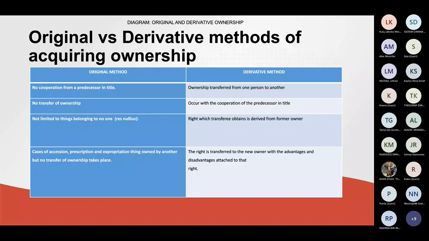So it's important to distinguish between original acquisition and derivative methods of acquiring ownership. Now, in this unit, we will be focusing specifically on original acquisition of ownership. In the case of original acquisition of ownership, when someone obtains ownership, it is without the cooperation of a predecessor in title, whereas in the case of a derivative method of acquisition, ownership is transferred from one person to another. So remember, in the case of an original method, there is no cooperation from a predecessor in title.